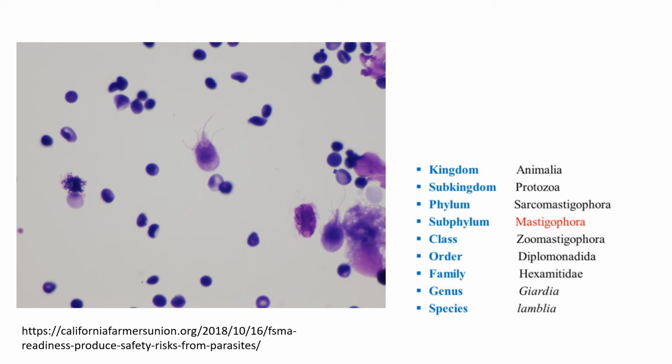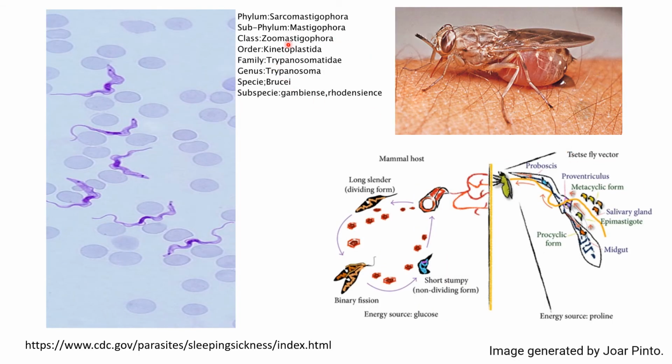So, another one, Sarcomastigophora pa rin. We have Trypanosoma. So, familiar kayo with sleeping sickness, African sleeping sickness, or African trypanosomiasis. So yung cause nun, itong Trypanosoma, and ang carrier niya itong tsetse. So pag nag-suck ng blood yung tsetse dito sa skin, of course pupunta yun sa bloodstream. And ito yung itsura ng Trypanosoma. Okay.